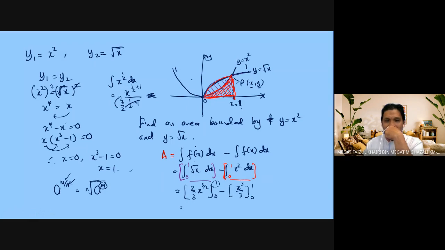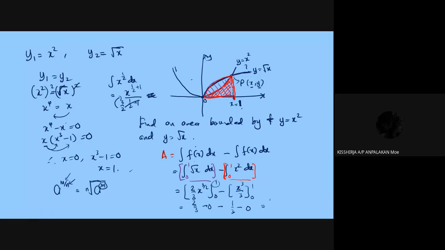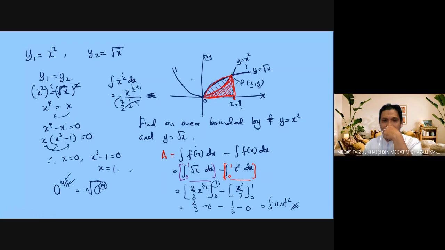Okay, so x equal to 1. 1 to the power of 3 over 2 is still 1, times 2 over 3, 2 over 3, minus x equal to 0, 0, minus this one, 1 cubed over 3, 1 over 3, minus 0. Okay, so 2 over 3 minus 1 over 3 equals 1 over 3. 1 over 3 unit squared.